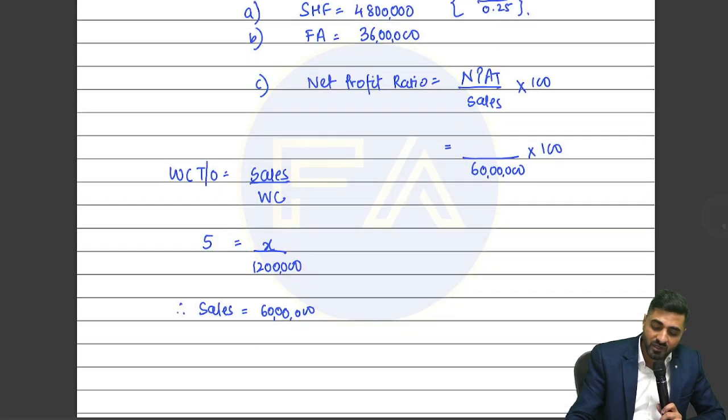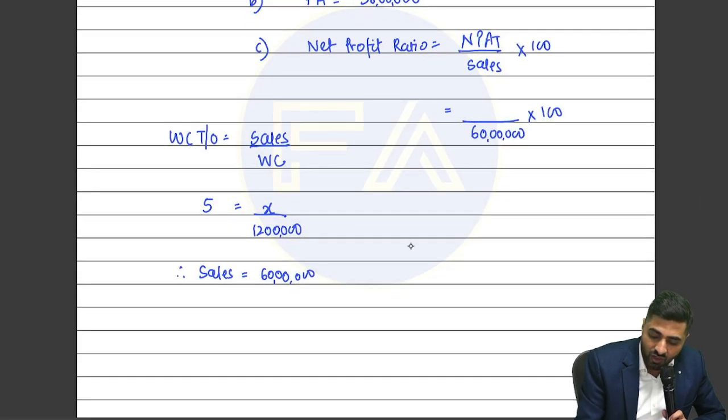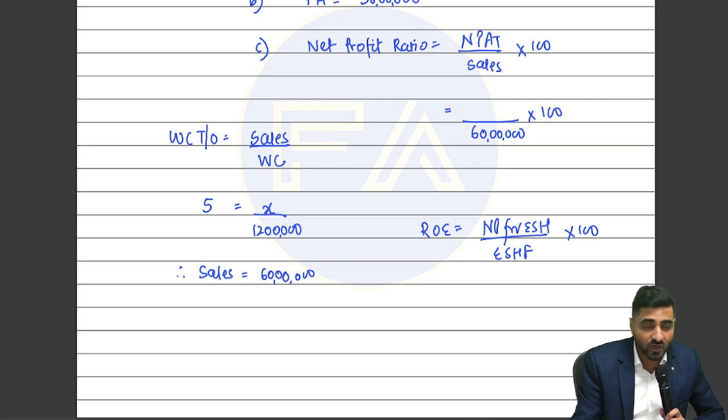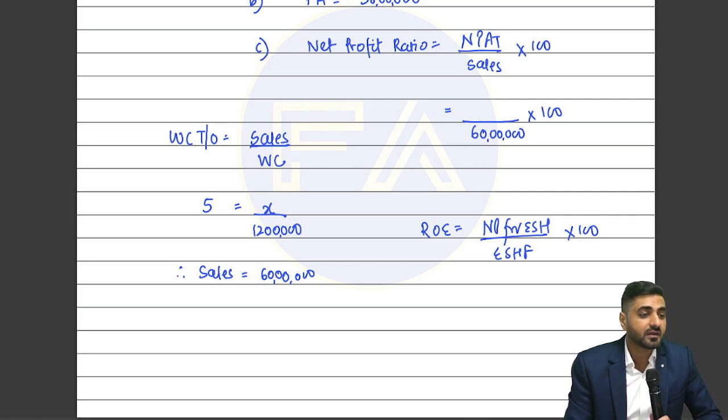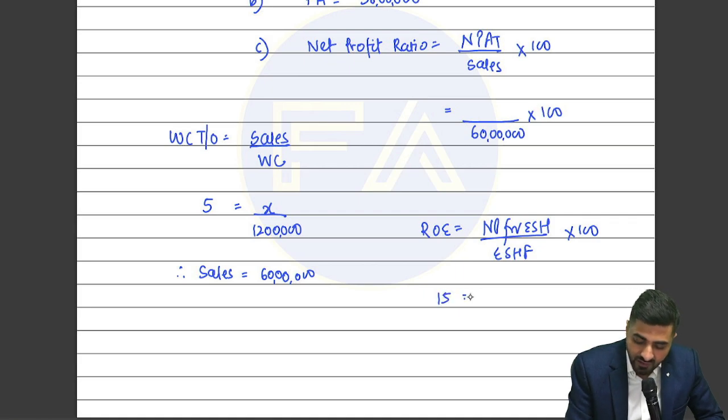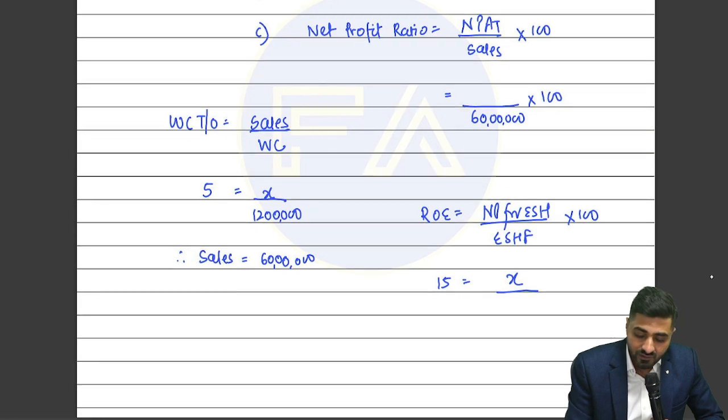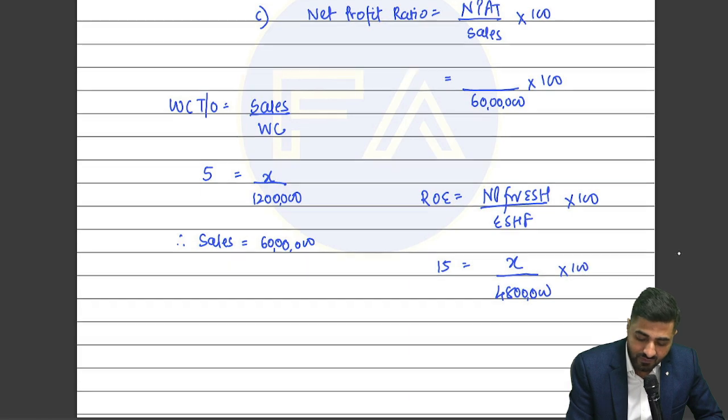What is going to be the formula? Can I say your ROE is nothing but net profit for equity shareholders divided by equity shareholder funds into 100? What's the ROE, guys? How much percent? Let the net profit for equity shareholder be X. Give me equity shareholder funds. 48 lakhs. What is this final answer? 7 lakh?